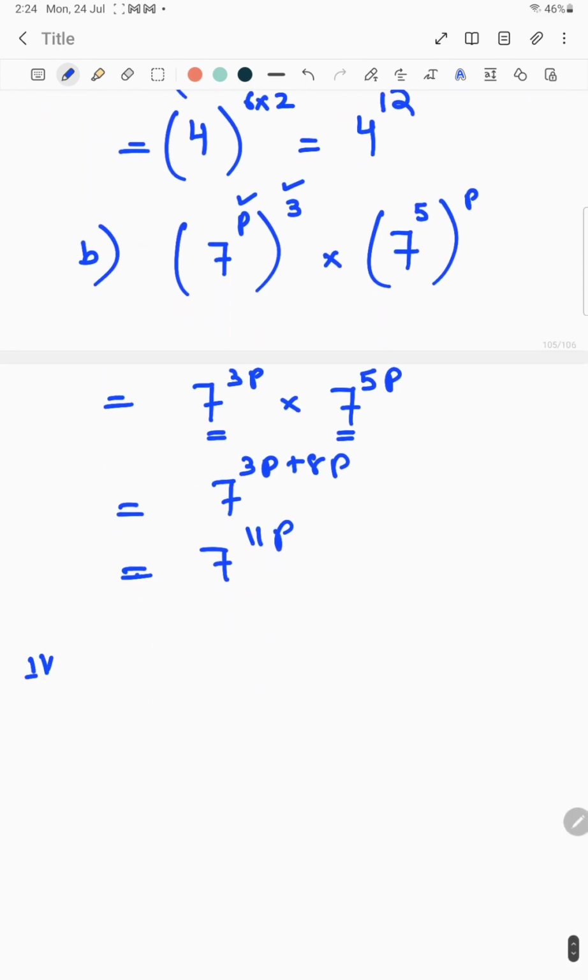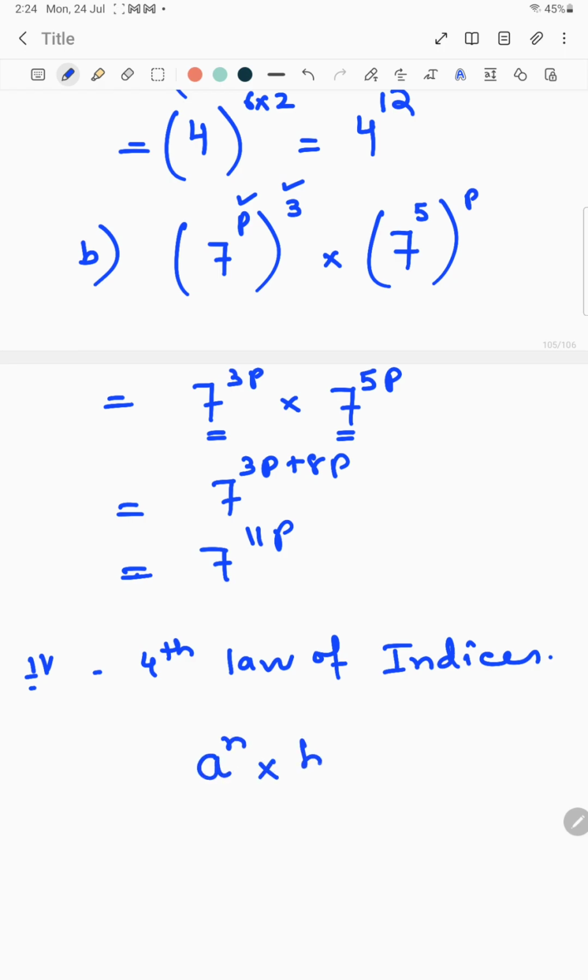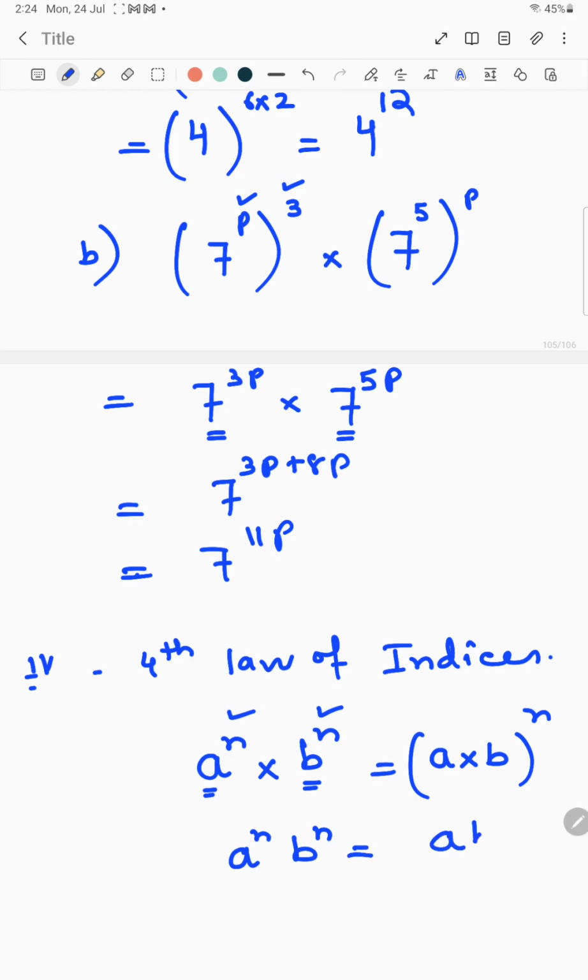Now we will do the fourth law. It is the last law of indices. This law says if you have a raised to power n and b raised to power n, the bases are different but the power is the same. So you can write in one bracket a times b whole raised to power n. Or you can write a raised to power n, b raised to power n. So you can write ab whole raised to power n.